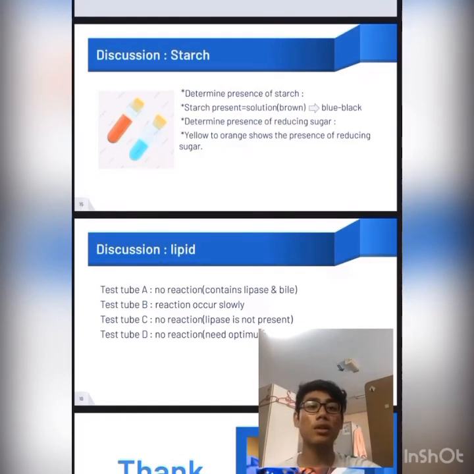the reaction does not occur, because the optimum temperature for the enzyme to react effectively is 37 degrees. As we conducted the experiment at room temperature, which is not suitable for the enzyme. Or we did something wrong, or the examiners did something wrong when they measured the solution not accurately for test tube D. So that's an error.